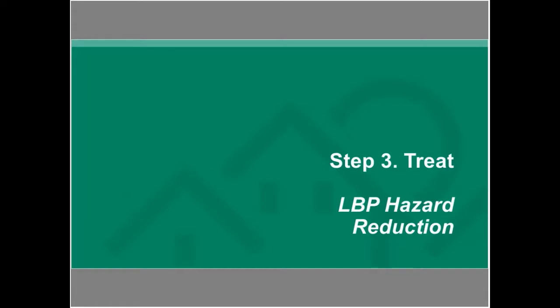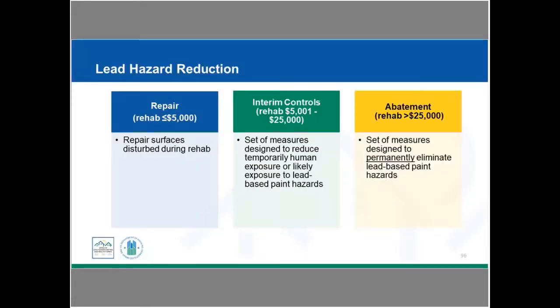All right. So once the evaluation has been completed, then we also have a second step of determining what the level of treatment will be. So we've mentioned where we have up to and including $5,000, then we are looking specifically at just those surfaces that are being disturbed during the rehabilitation. So we have a much more limited scope when we have a small budget, and so we are specifically looking then at those surfaces that are being disturbed.